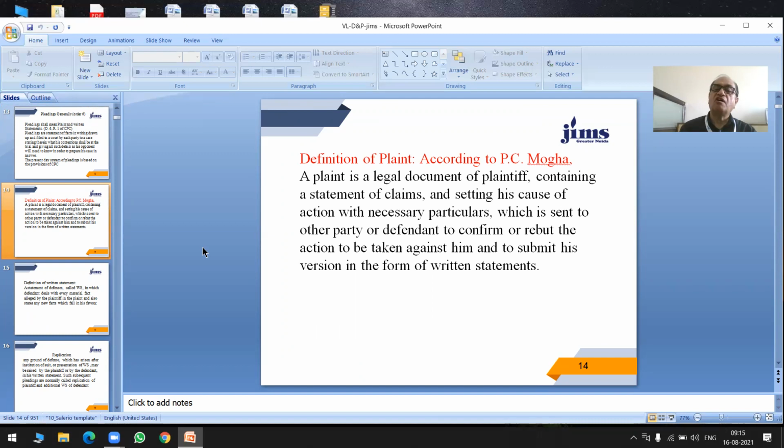Now, drafting of plaint. What is a plaint? What is the definition of a plaint? You should know it. According to P.C. Monga, a very famous book, a plaint is a legal document of the plaintiff containing a statement of claims and setting out his cause of action with necessary particulars, which is sent to the other party, the opposite party, the defendant, to confirm or to rebut the action to be taken against him, and to submit his version in the form of a written statement. So this is the definition of plaint.